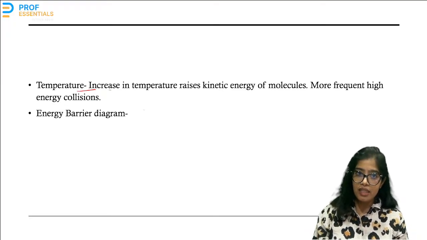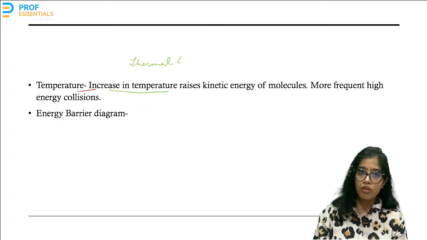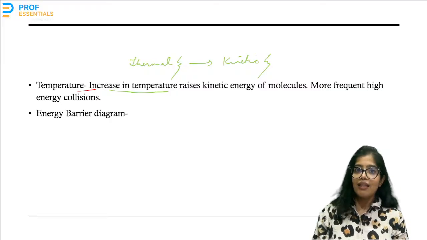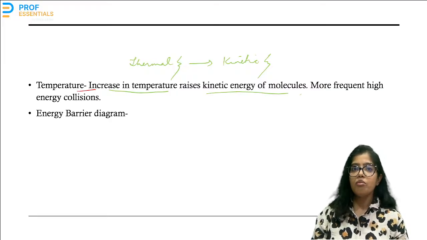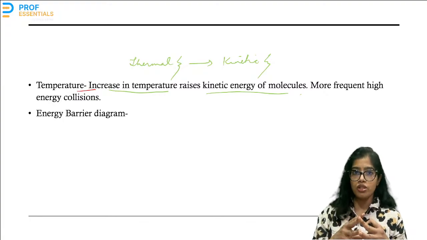With an increase in temperature, the thermal energy will get converted to the kinetic energy of the molecules. The thermal energy is going to raise the kinetic energy of molecules, so there will be more frequent collisions.